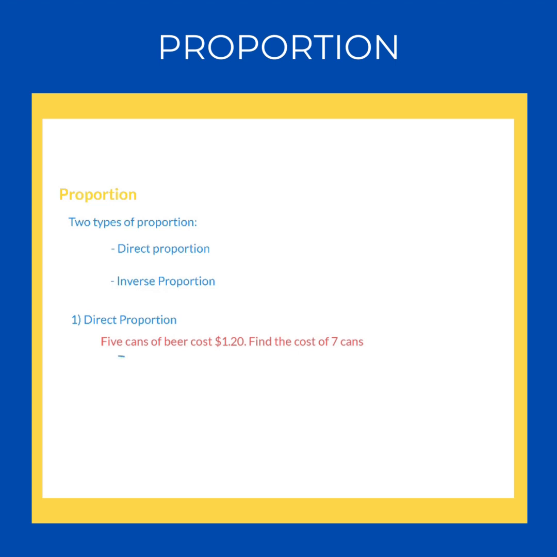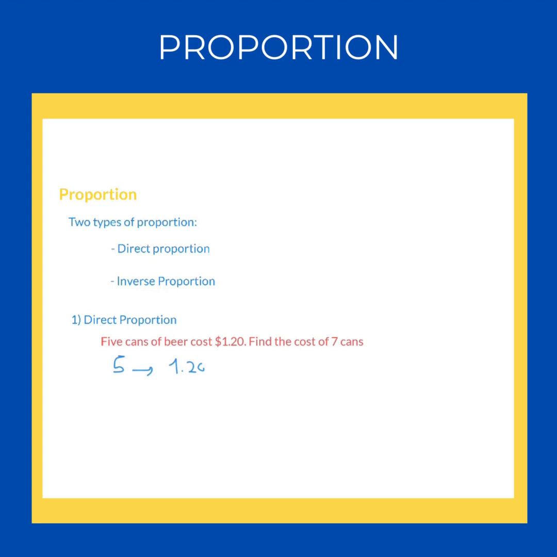if 5 cans cost $1.2, so you ask yourself, is the value or is the cost of 1 can of beer lower than 1.2 or greater than 1.2? Now if 5 cost 1.2, so for sure the cost of one can of beer is lower or is smaller than $1.2.